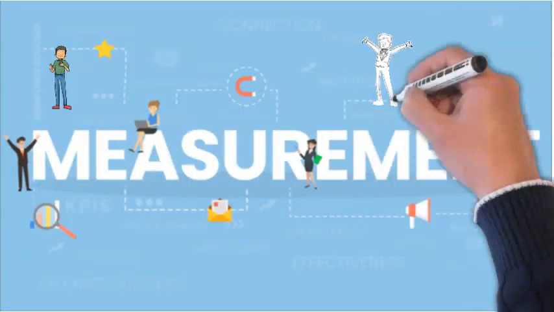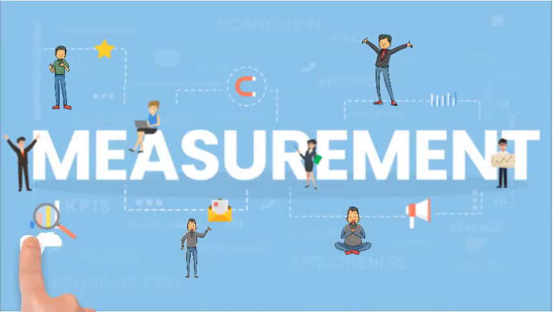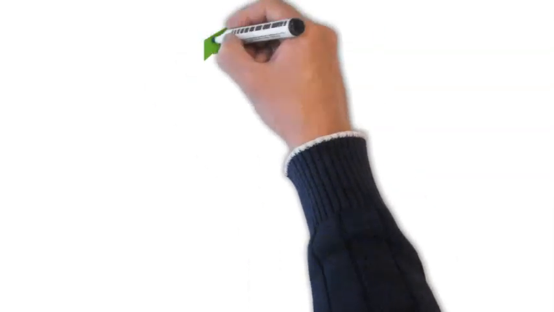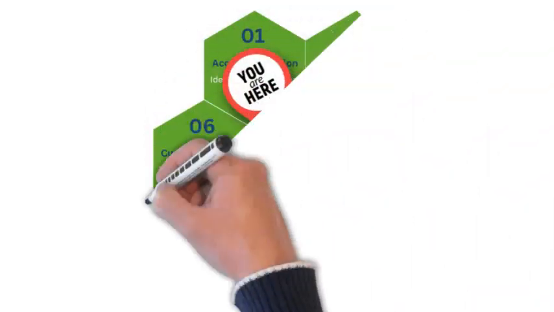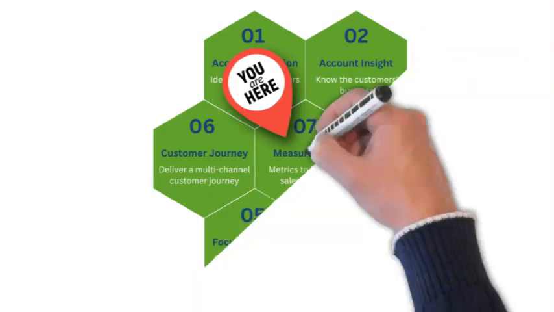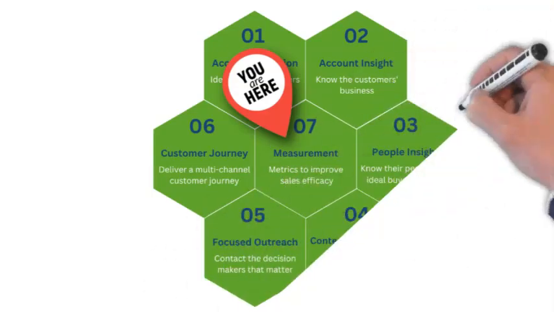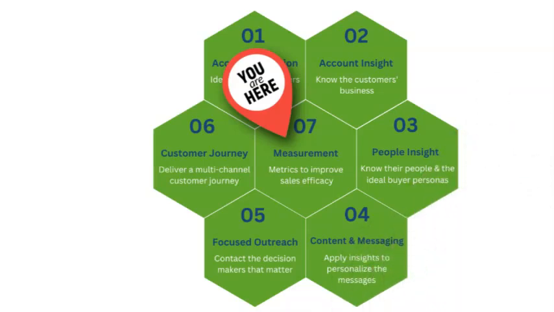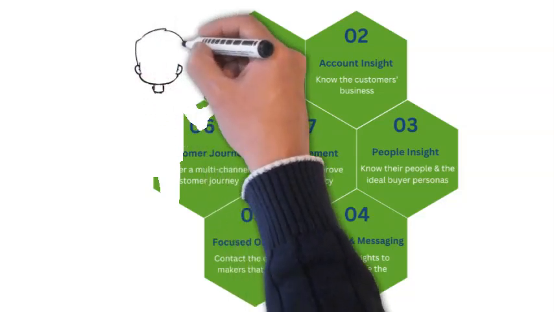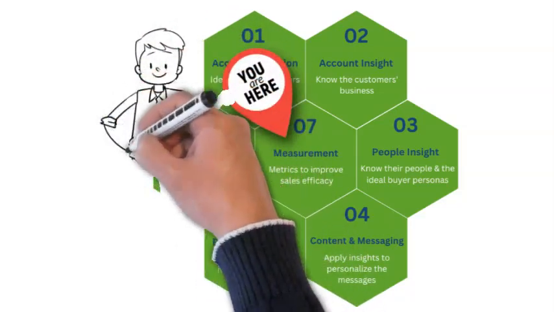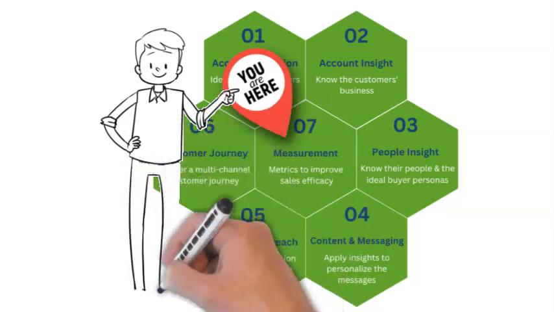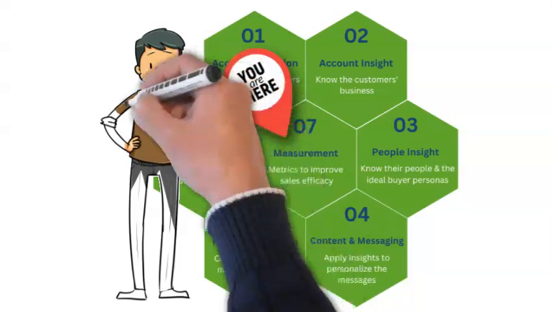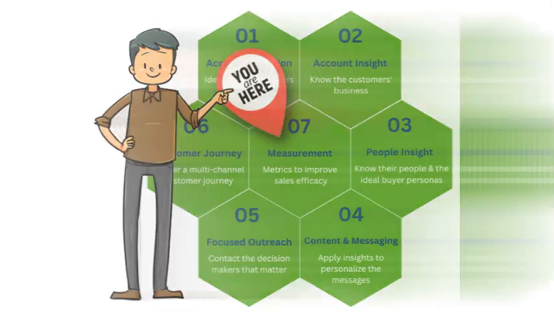Today we're covering account-based marketing, ABM, step 7, ROI and measurement. In terms of how we got here, we've covered 6 of the 7 steps, and now we're in ROI and measurement. ABM 1 was account selection, ABM 2, account insight, research into the prospects, ABM 3, people insight, knowing about the people we'll be working with, ABM 4, content plan and messaging, ABM 5, outreach, ABM 6, outlining the customer journey, and now ABM 7, ROI and measurement.